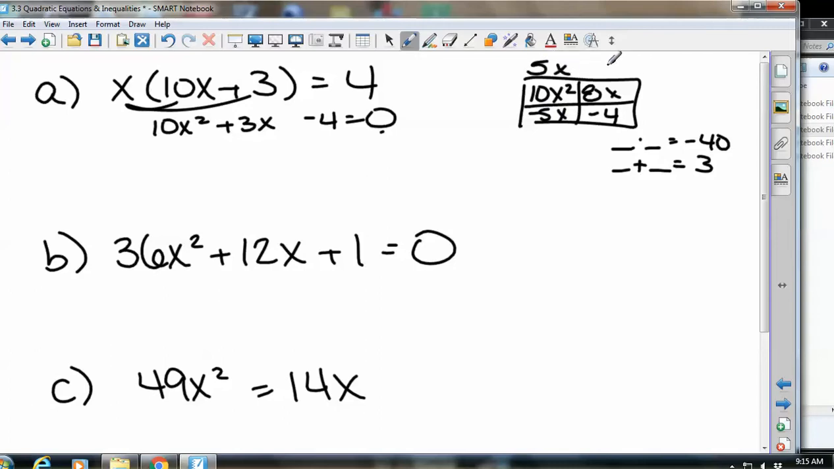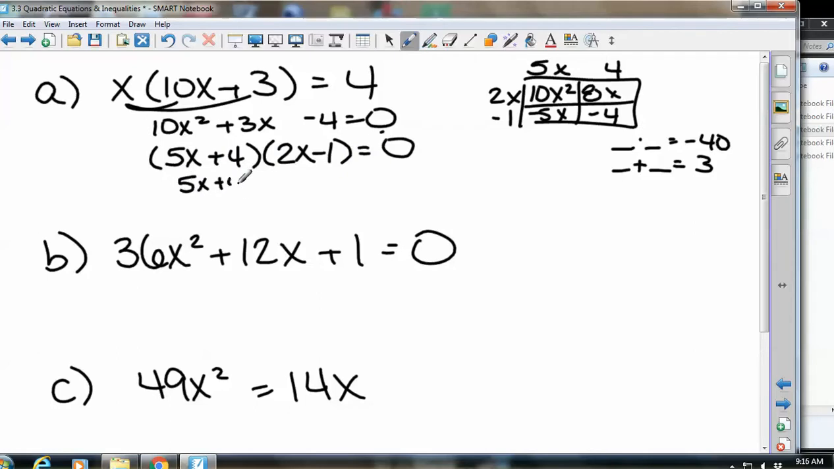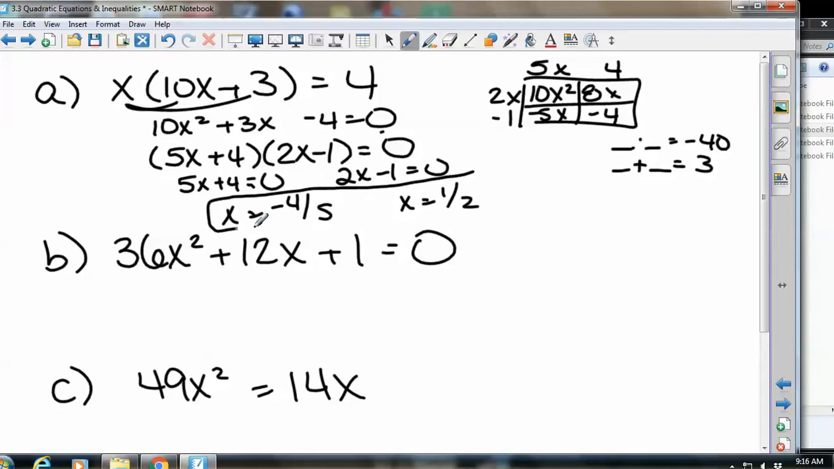So we get 5x and 4. This way you get 2x minus 1. So set each to 0. And you get negative 4/5 and positive 1/2. Is that one okay? Exactly how you said. Most people do.